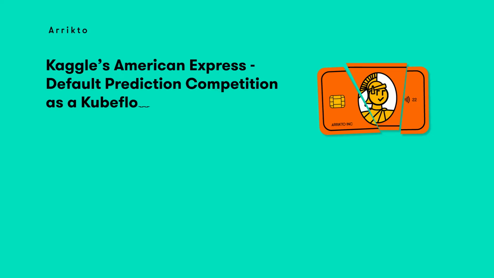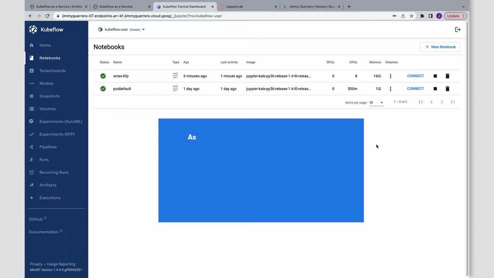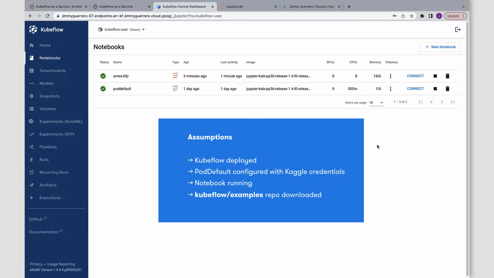All right, in this short demo, we're going to show you how to convert Kaggle's American Express default prediction competition into a Kubeflow pipeline using the open source Kale JupyterLab extension. So picking up from where the last demo left off, we have our notebook that we've already configured that is up and running, as well as a Kaggle secret, which is going to allow us to not have to specify our Kaggle credentials at runtime in order to get access to the competition data.